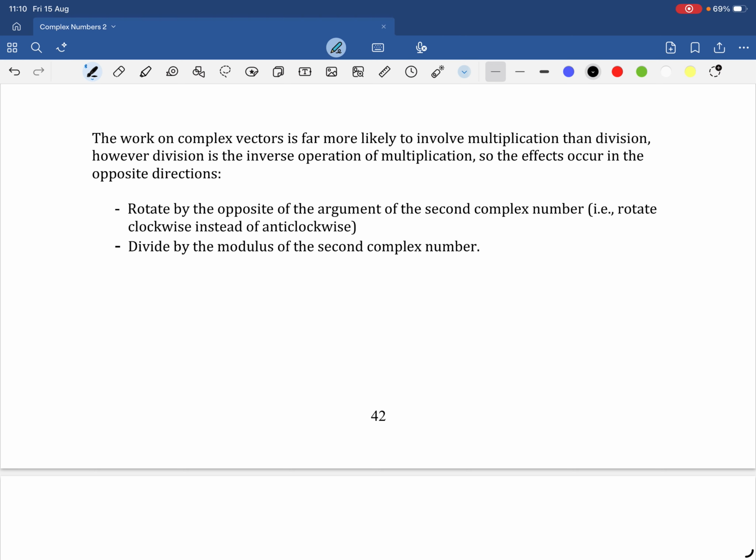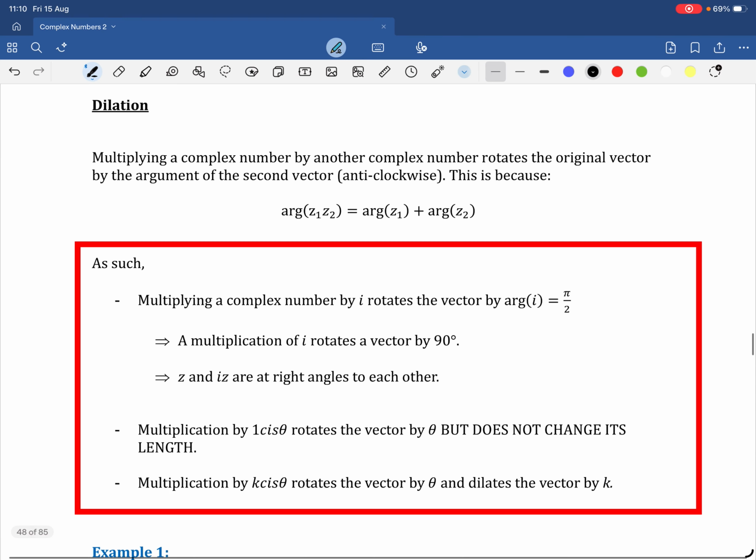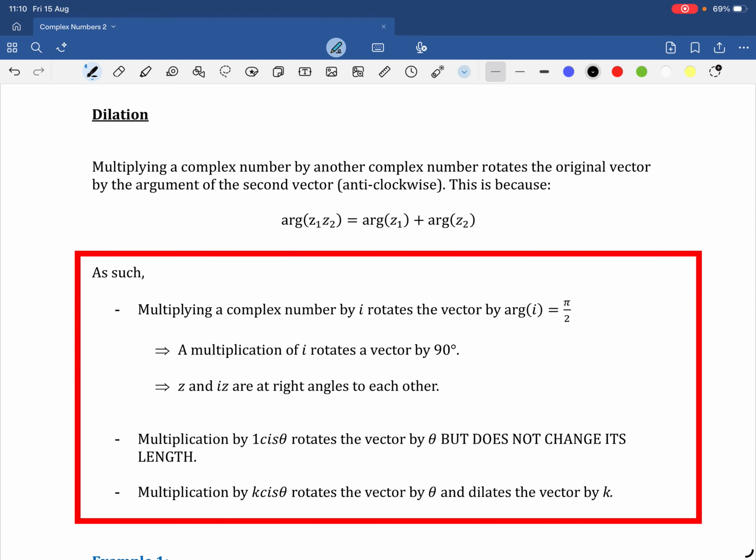So work on complex vectors is far more likely to involve multiplication than division. However, division is the inverse operation of multiplication, so the effect occurs in the opposite direction. So we rotate by the opposite of the argument, i.e. clockwise instead of anti-clockwise, and we divide the modulus by the modulus of the second number. Okay, dilation.